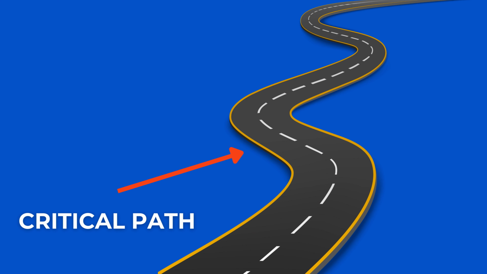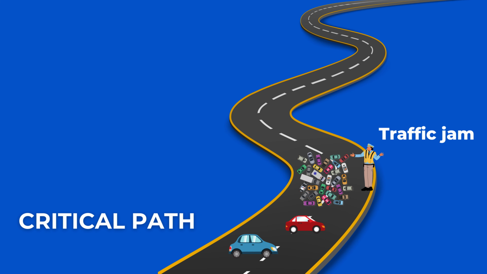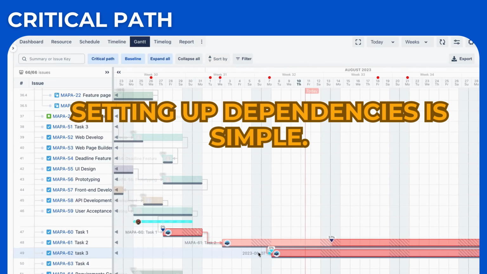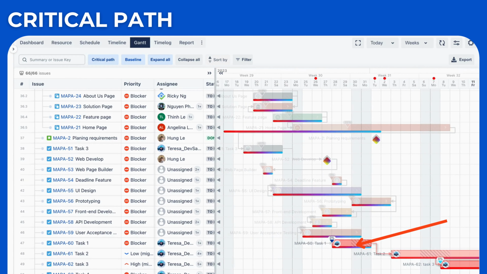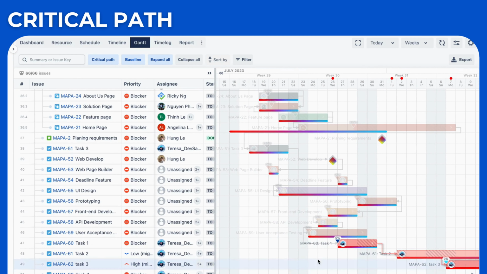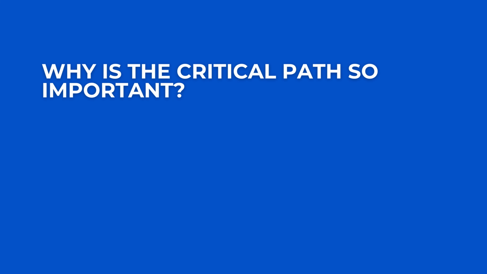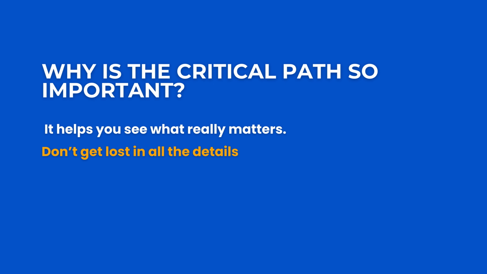Critical path. Think of the critical path as the main road on a trip. If there's a traffic jam on that road, you'll be late for sure. Finding the critical path in TeamBoard ProScheduler is easy. When you click on the critical path button, you can see the special line that shows the tasks that have to be done in a certain order and on time. Why is the critical path so important? It helps you see what really matters. It's like having a guide that says, pay attention to these things right here. That way, you don't get lost in all the details and forget what's most important.